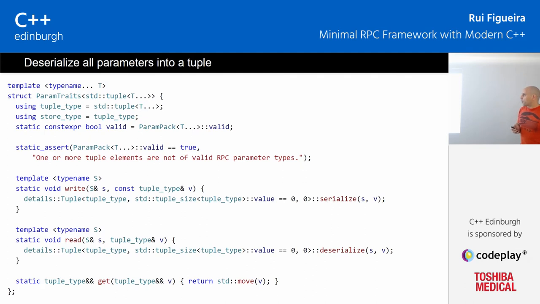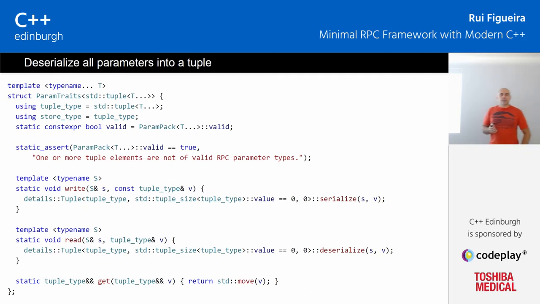Things get a bit more complicated now on the server side. So you need to serialize the data into a tuple, like I said. For that, you need to, again, specialize this one to be able to deserialize and serialize the tuple, any arbitrary tuple.